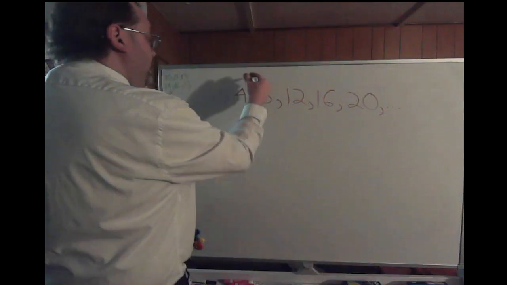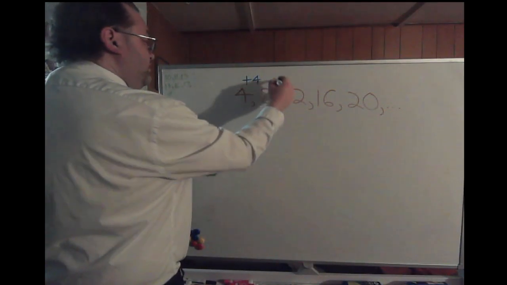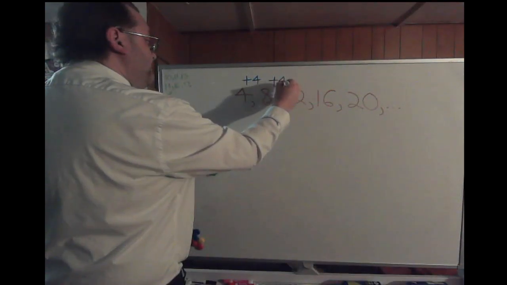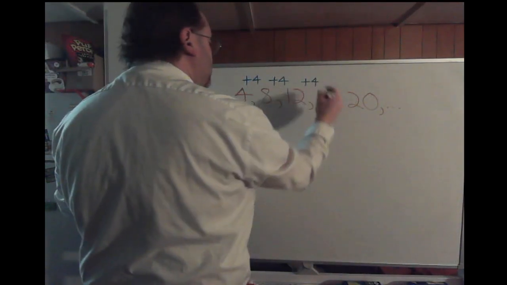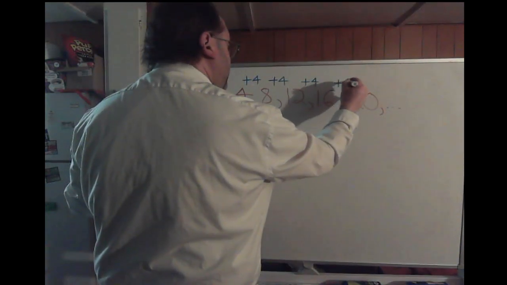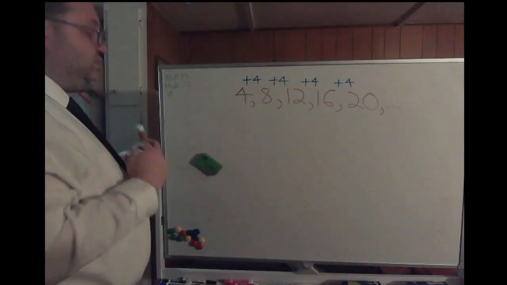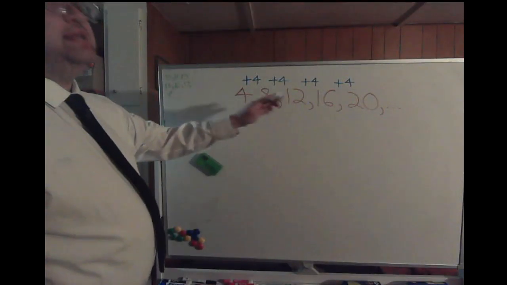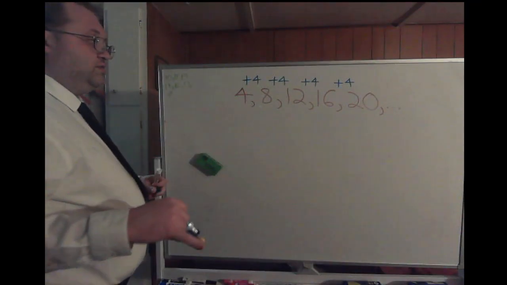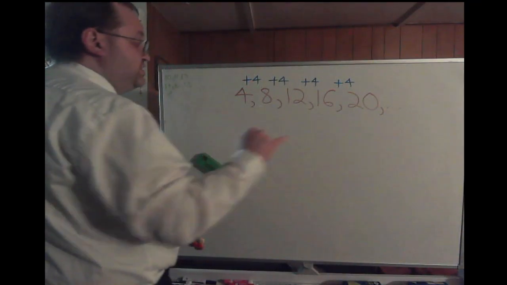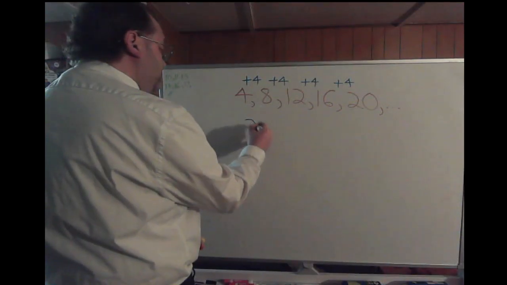Well, to get from 4 to 8, it looks like you're going to add 4. To get from 8 to 12, it looks like you're adding another 4. To get from 12 to 16, you're adding another 4. To get from 16 to 20, you're adding another 4. Okay, well, it looks like each term, to get the next one, you're just going to add 4. Let's find the next 3 terms. So, to get the next term after 20, you're going to add another 4. 20 plus 4 is 24.